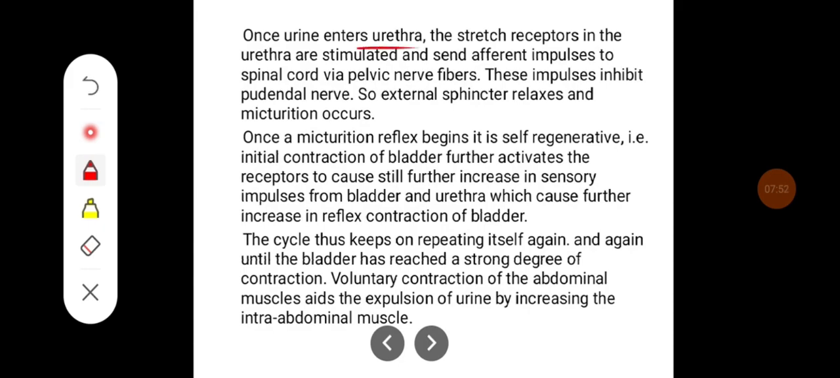Once urine enters the urethra, the stretch receptors in the urethra are stimulated and send afferent impulses to the spinal cord via pelvic nerve fibers. These impulses inhibit the pudendal nerve. So the external sphincter relaxes and micturition occurs.